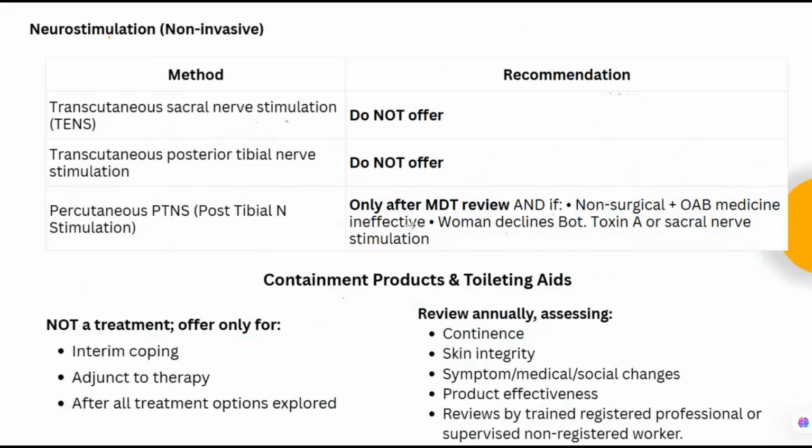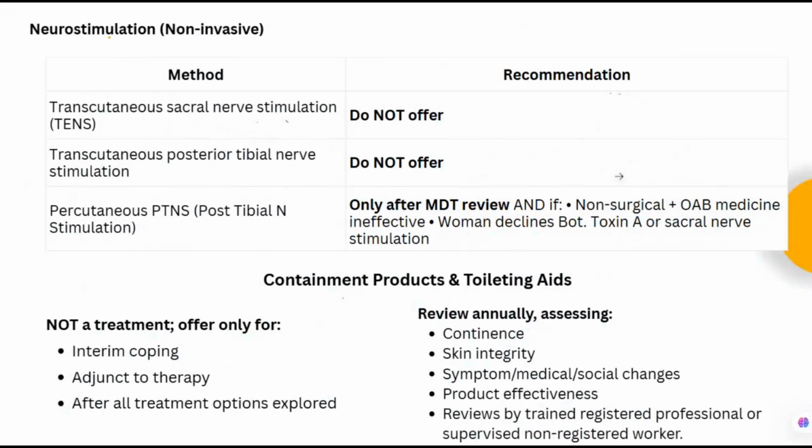If that is also not effective, then go for botulinum toxin or sacral nerve stimulation. But if the woman declines these two options, then go for percutaneous posterior tibial nerve stimulation and not the transcutaneous. So is it clear, the management of the overactive bladder?